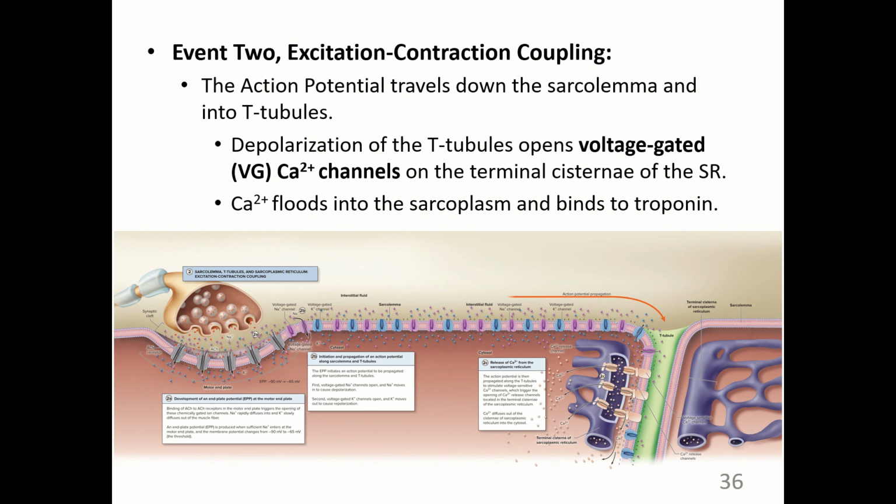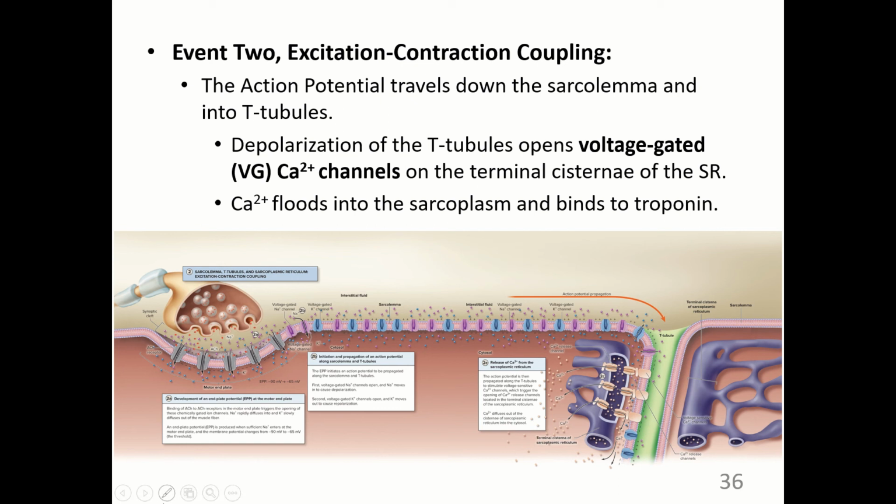So event 2 is the excitation-contraction coupling. That was all event 1, excitation. So event 2, excitation-contraction coupling. The action potential will travel down the sarcolemma and into the T tubules. Depolarization of the T tubules will open voltage-gated calcium channels on the terminal cisternae of the sarcoplasmic reticulum. Calcium will then flood into the sarcoplasm and bind to troponin.